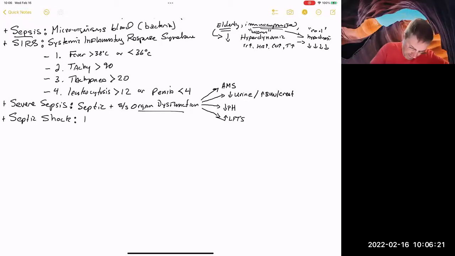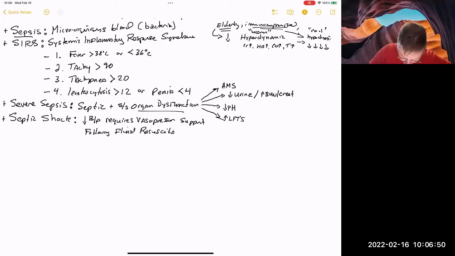So septic shock is the following. A patient has a decreased blood pressure, all right, that requires vasopressor support following fluid resuscitation. So essentially, this is somebody with severe sepsis that develops a low blood pressure, right? We put that on there.